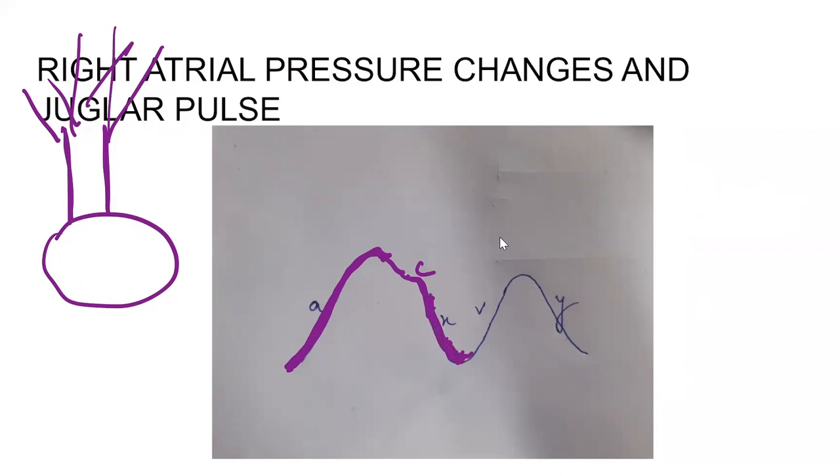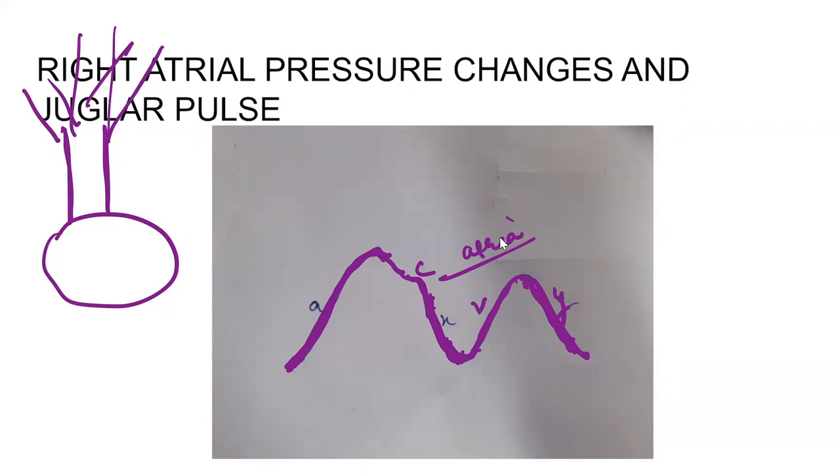Again, the pressure started rising in the atria because of the filling of the blood from the vena cava. Okay, so this V wave is because of the filling of the atria. Okay. Then we have this Y descent, and this is due to the passive filling. So when there is passive filling of the ventricles, the blood flows from the RA to RV, leading to decrease in the pressure of RA.